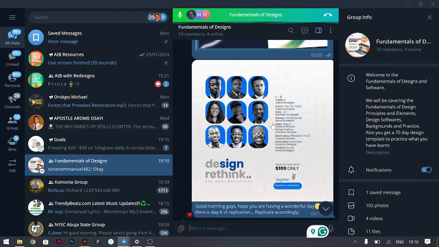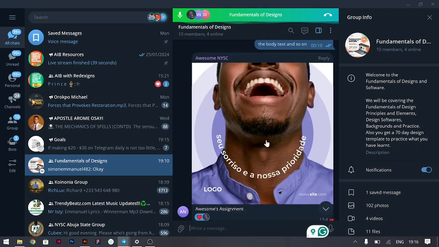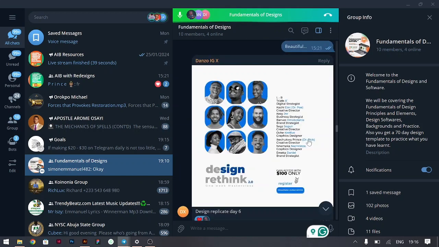This one is what I gave. Yes, this is my own. This is Awesome's replication of his previous design, and I think it is well executed, except the balance here. You would have scaled your text so it doesn't need to fall or touch the neck here. But nice execution and nice sourcing out for the image, very nice one.